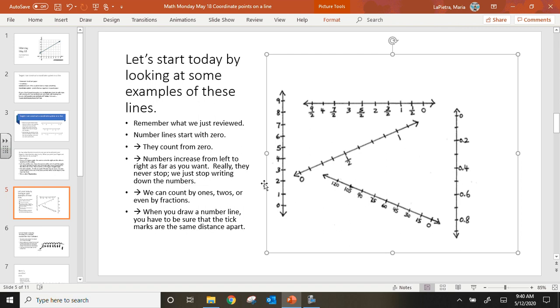We just stop it at a certain number because obviously we can't keep writing to infinity, or we would be writing numbers forever. So numbers increase from left to right as far as you want. Really, they never stop, just like I said. We just want to stop writing down the numbers. We can count by ones, twos, or even by fractions, and you're going to notice that when we go over some of these.